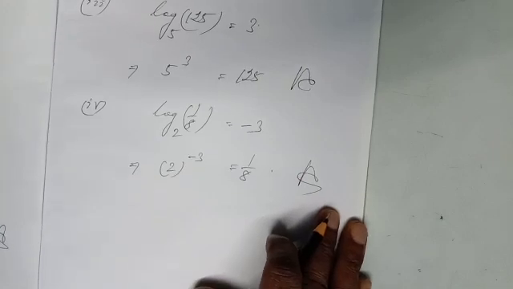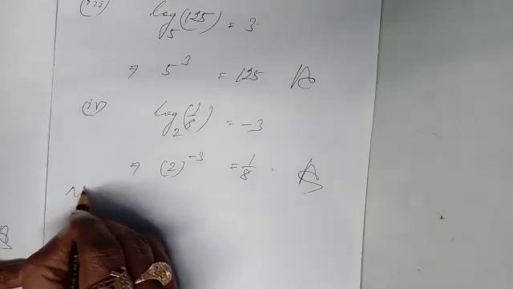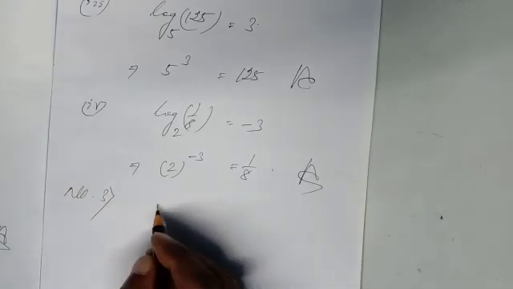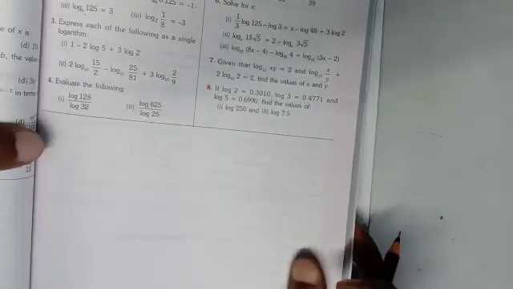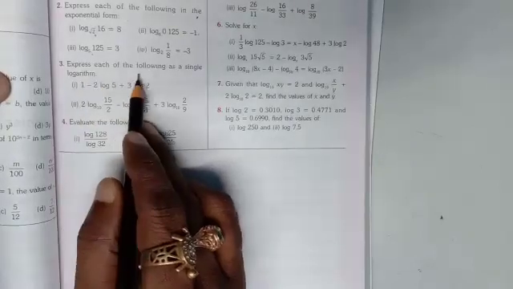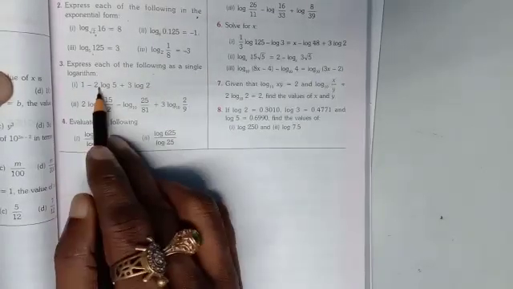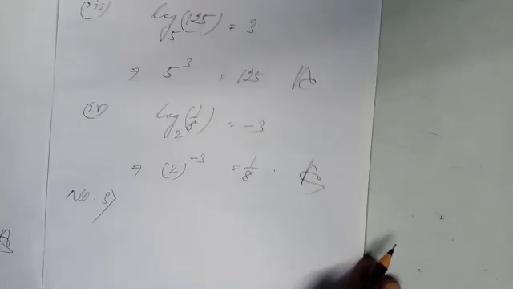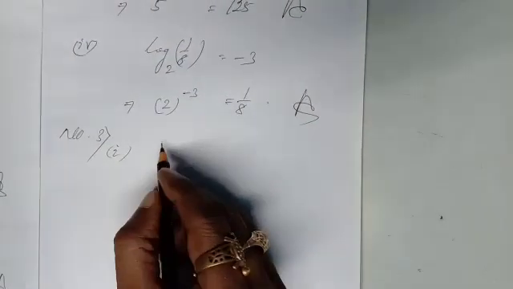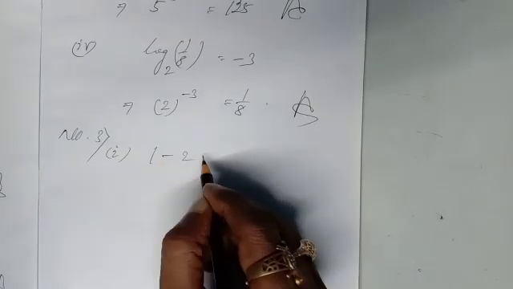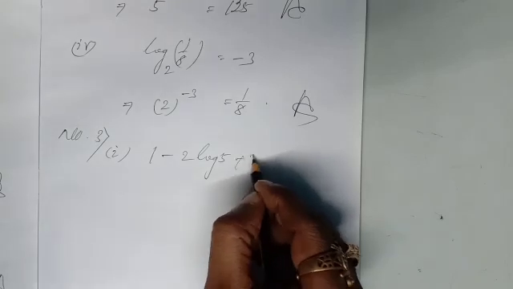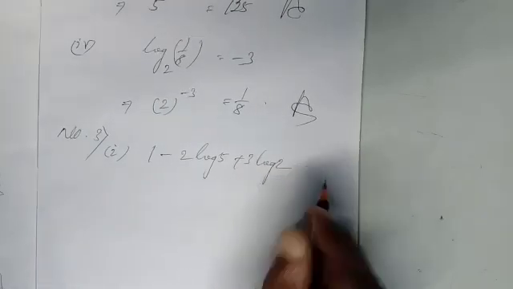Now just see number 3. Question number 3 says: express each of the following as a single logarithm. I am writing it here. Question number 3, first part. There are 2 parts. 1 minus 2 log 5 plus 3 log 2. This is the question given.